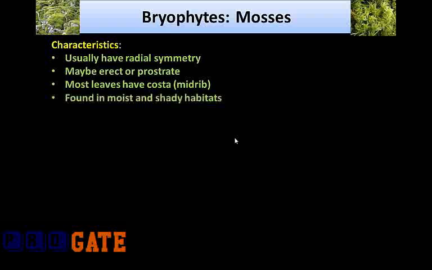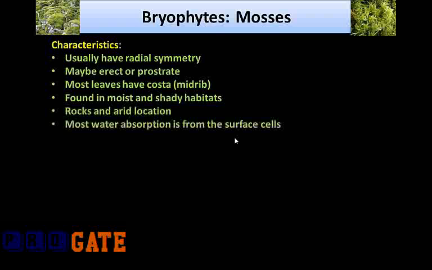Mosses are found in a range of habitats, although moist and shady habitats are more common. Some mosses are also found on rocks and in arid locations. Most water absorption is from the surface cells of the moss plant. Like most bryophytes, mosses can desiccate or dehydrate for long periods without permanent damage.